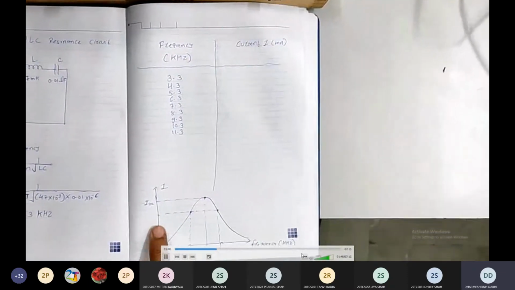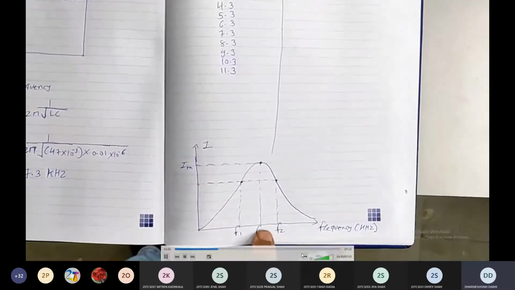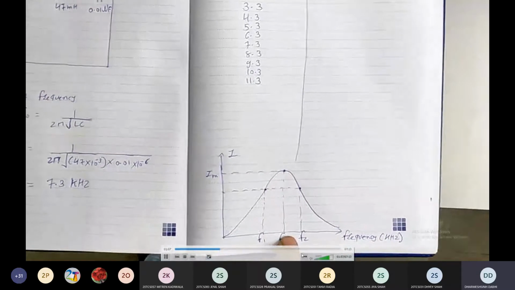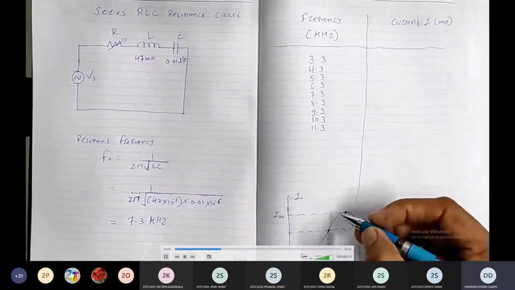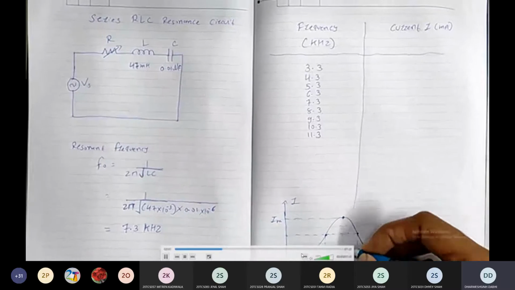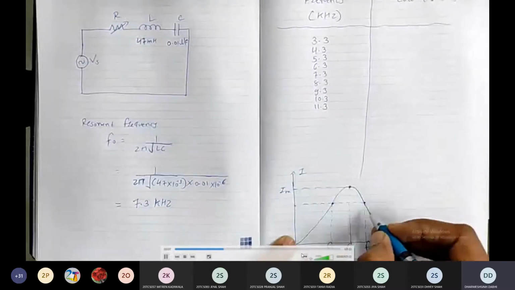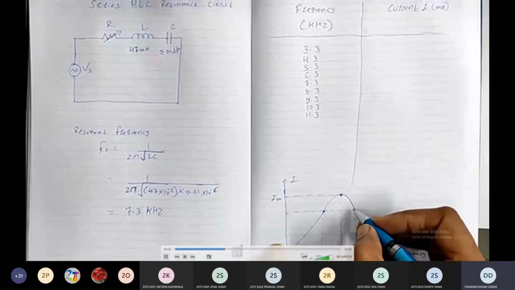Clear? If we draw the graph of frequency versus current, we can see that at the resonant frequency you get the maximum current. Here, the resonant frequency is 7.3 kilohertz. It means at this frequency you get the maximum current Im, and around this resonant frequency, at F1 and F2, you get a current less than this.